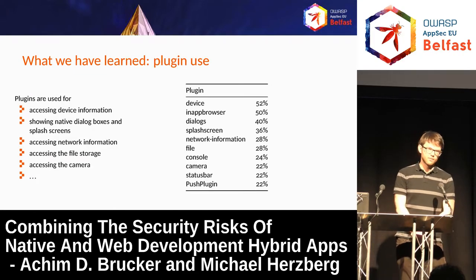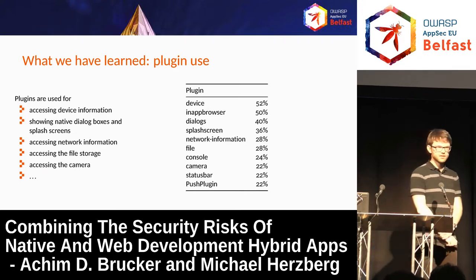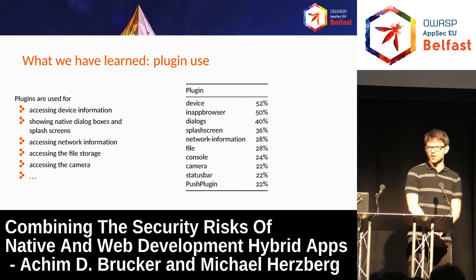So we learned that plugins are used for a variety of different things, but most of them were rather simple. More than half of the Cordova apps we found use the device or in-app browser plugin, which just provides more information on what kind of device the app is running on, which a little bit defeats the platform-independent purpose, I guess, if you then query on what kind of device they're running anyways. But we also saw plugins that provide access to the file system or the camera.